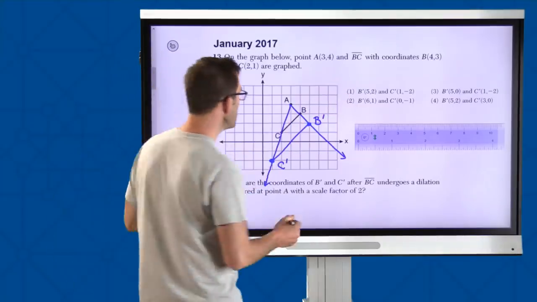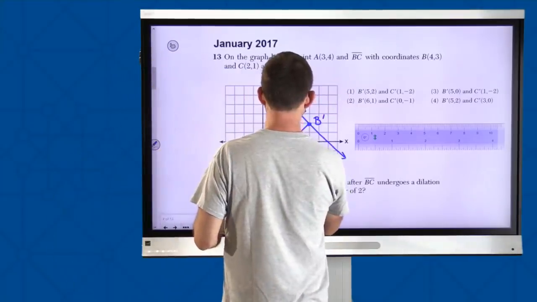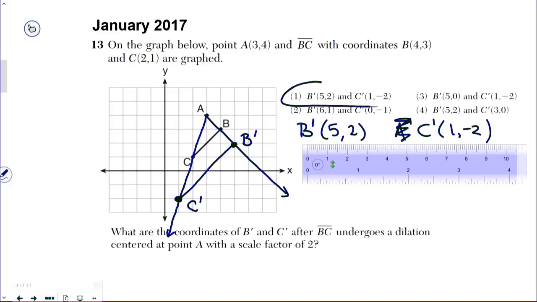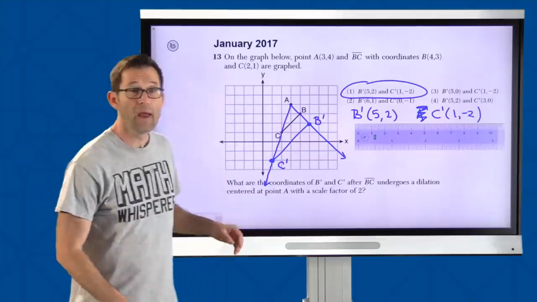That's easy enough. B prime is now at 1, 2, 3, 4, 5, 6, 2. Wait, no, 1, 2, 3, 4, 5, 2. So B prime is at (5, 2). And C prime is now at (1, -2). All right, so where is it? Choice 1.